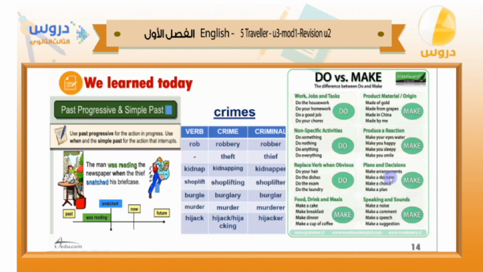In plans and decisions, we use make. Make arrangements, make a decision, make a choice, make a plan. And the final thing would come with food, drink, meals. We use make a cake, make breakfast, make dinner, make a cup of tea or a cup of coffee, okay? And the final thing with make is speaking and sounds, make a noise, make a comment, make a speech, and make a suggestion.